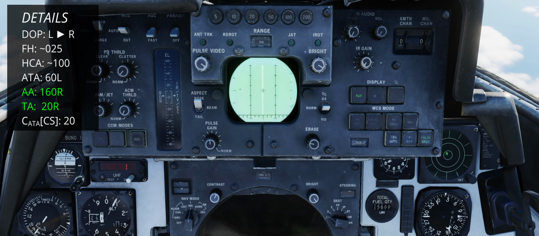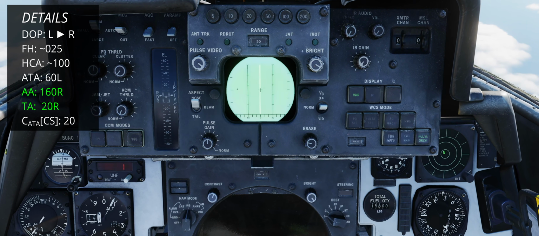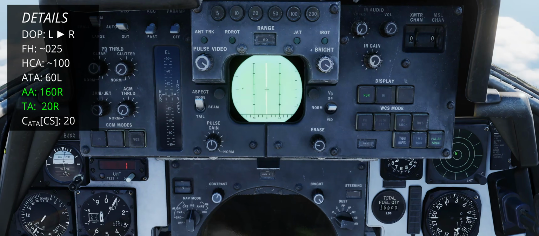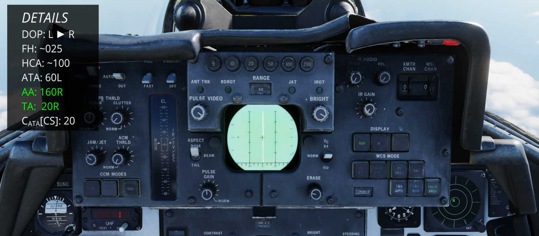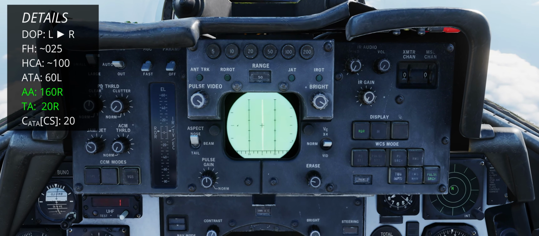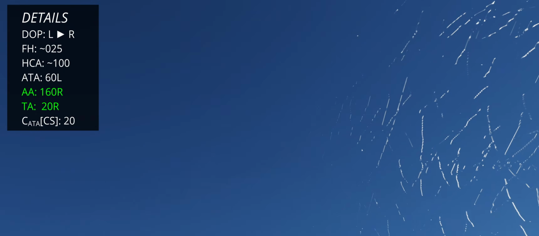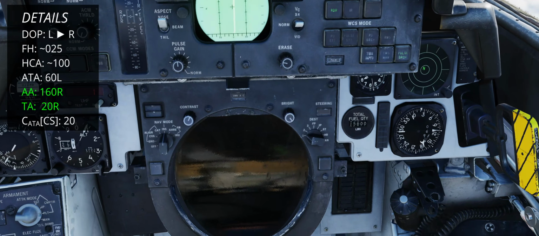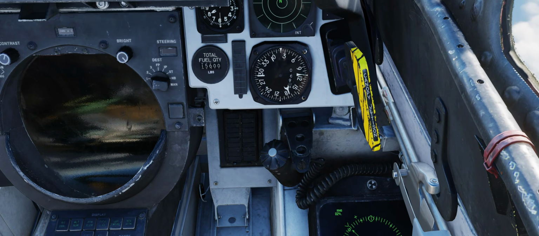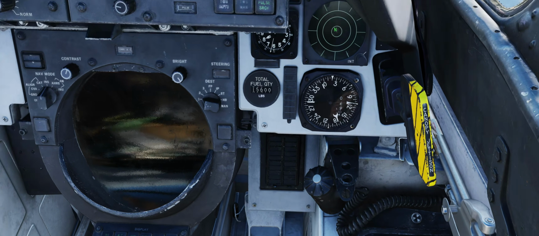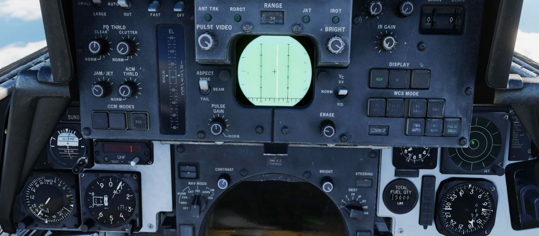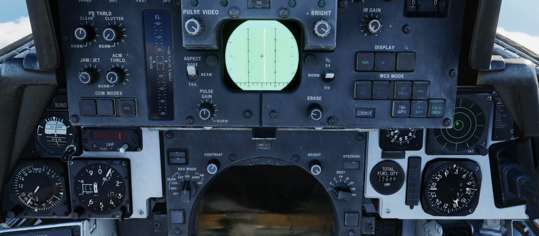At 25 nautical miles, the drift is very noticeable. Again, if the ATA goes up, the AA goes up as well, whilst TA goes down, which is what we want. Whilst I was feeding with the TrackIR, I lost the target for a moment, and the elevation angle is inversely proportional to the range, and I quickly fixed that.